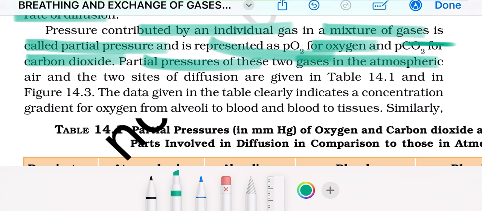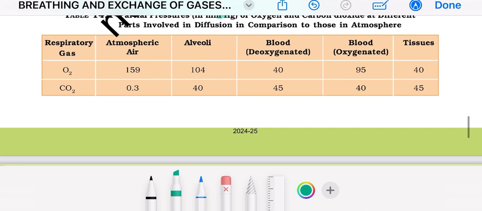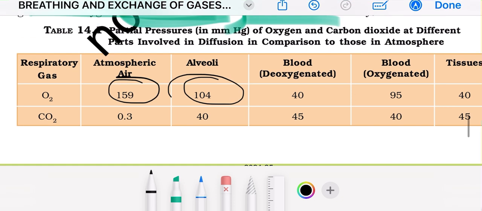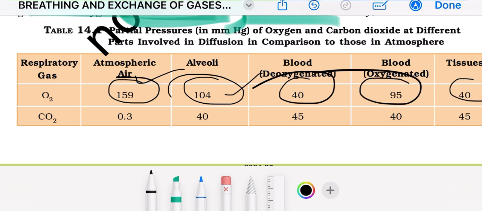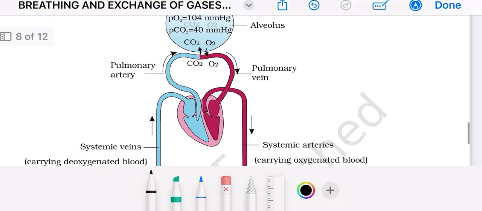The partial pressures of these two gases in the atmospheric air and at the two sites of diffusion are given in this table. The data given in the table clearly indicate a concentration gradient for oxygen from alveoli to blood and blood to tissues. Oxygen is maximum in the atmospheric air, with values of 159, then 104 in alveoli, 95 in deoxygenated blood, 40 in oxygenated blood and 40 in tissue. Carbon dioxide: 0.3 in atmospheric air, 40 in alveoli, 45, 40, 45. Clear.